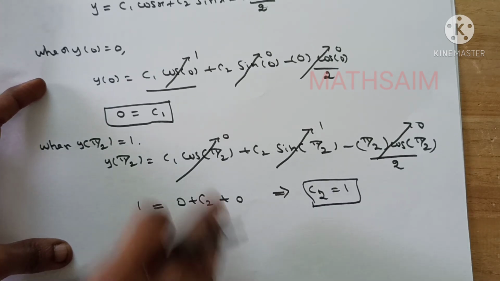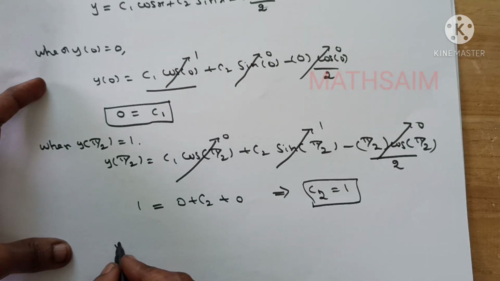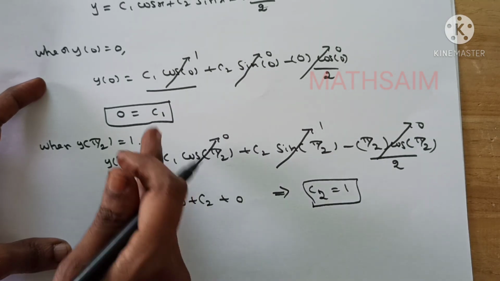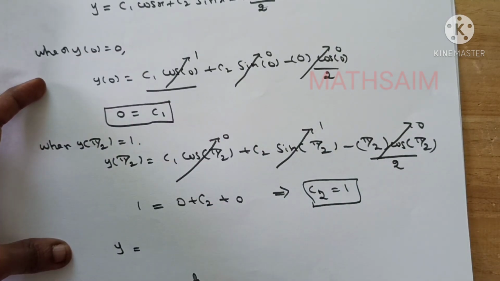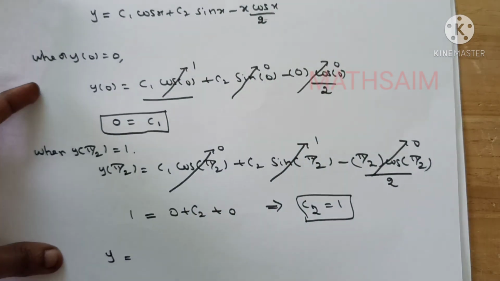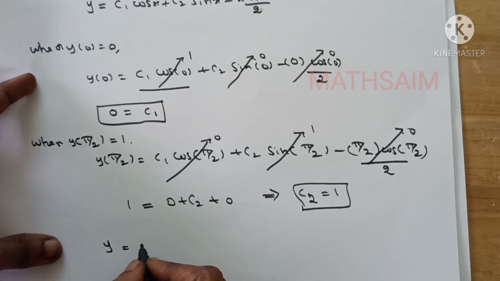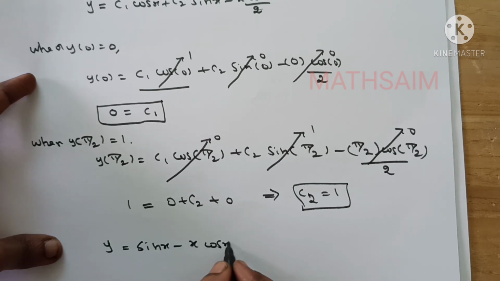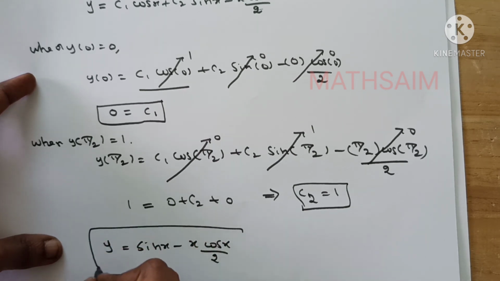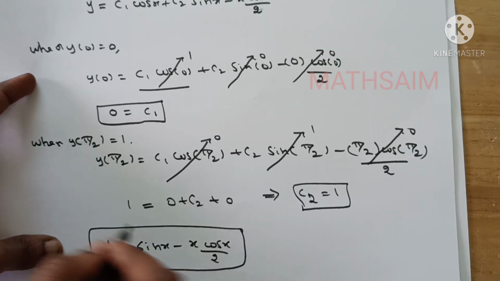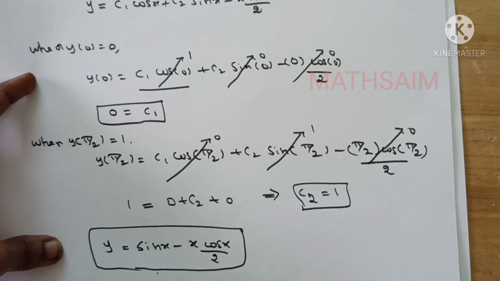Substitute these two values in this solution. Now y is equal to, since c1 is 0, we will not get that term. So it is going to be sin x minus x cos x by 2. This is the extremal of the given problem. Thank you.